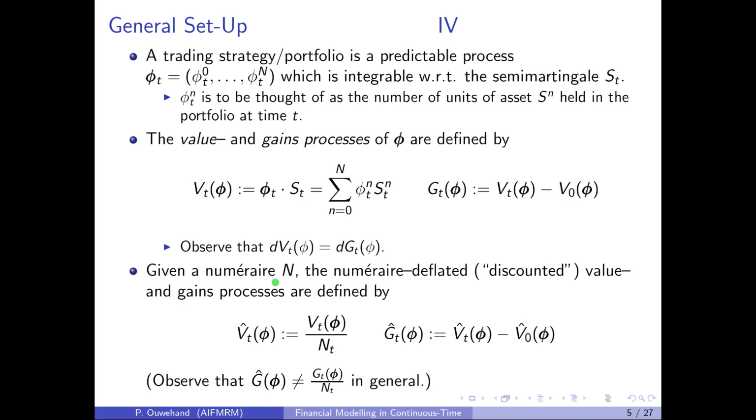Given a numeraire process N, the numeraire deflated or numeraire discounted value and gains processes are defined similarly. V hat of phi is defined to be V divided by N, in other words discounted or deflated by N. And G hat t of phi is V hat t of phi minus V hat 0 of phi. Observe that G hat t of phi is not the same as G_t of phi divided by N_t in general. That's because if we look at this expression here, in the first term we are dividing by N at time t, but in the second term we're dividing by N at time 0.